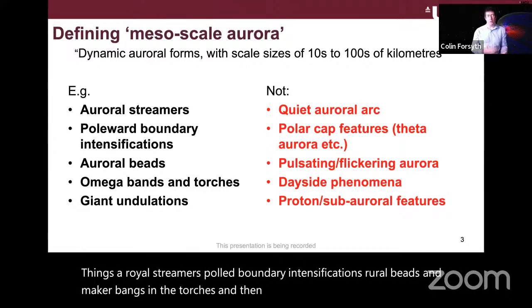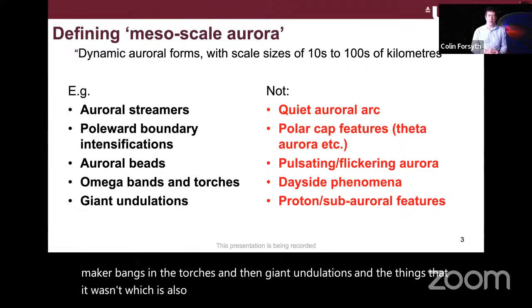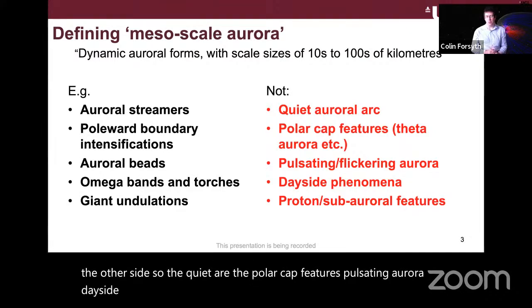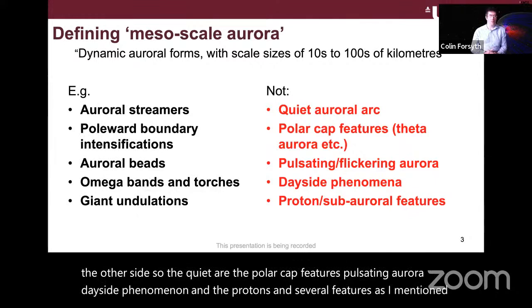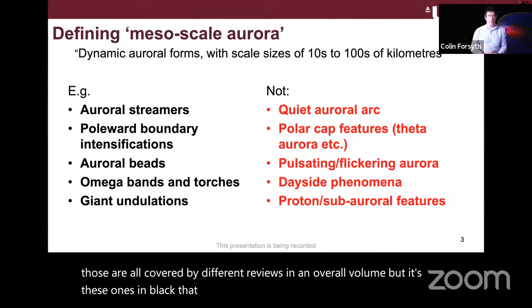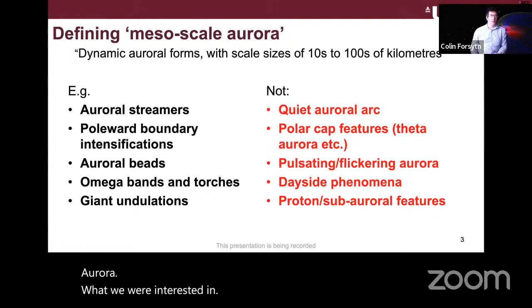And the things that it wasn't, which is also a useful thing to consider, are all these features on the other side: the quiet arc, the polar cap features, pulsating aurora, dayside phenomenon, and the proton and subauroral features. As I mentioned, those are all covered by different reviews in an overall volume, but it's these ones in black that we're considering as the mesoscale aurora that we were interested in.